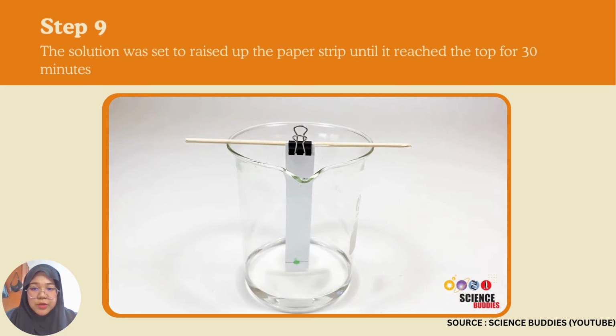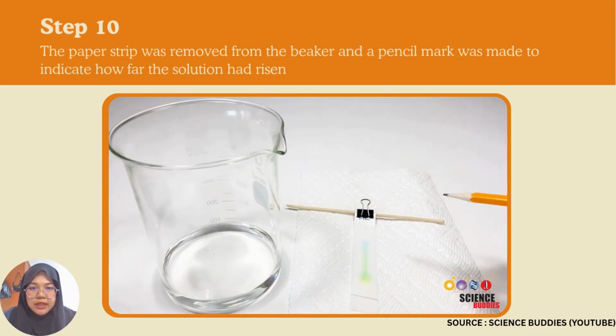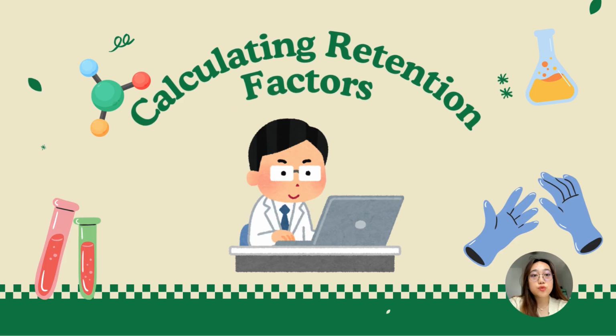Step 9. The solution was set to rise up the paper strip until it reached the top, for 30 minutes. Step 10. The paper strip was removed from the beaker and a pencil mark was made to indicate how far the solution had risen. Next, we will move to calculating retention factors.